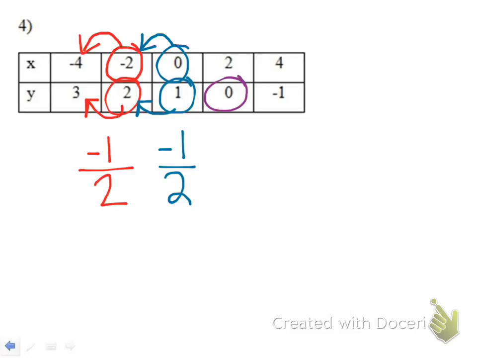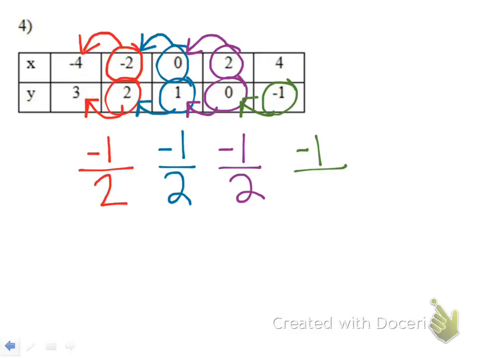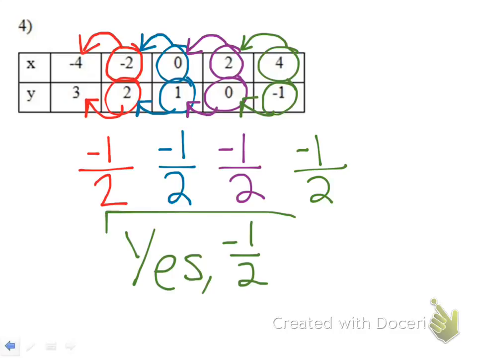What is 0 minus 1? What is 2 minus 0? 2. Okay. What is negative 1 minus 0? Negative 1. And what is 4 minus 2? 2. Is this a constant rate of change? Yes. And what is the constant rate of change? 1 over 2, negative 1 over 2. Very good.